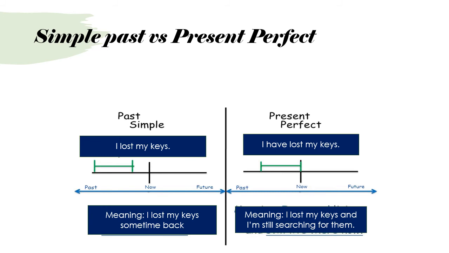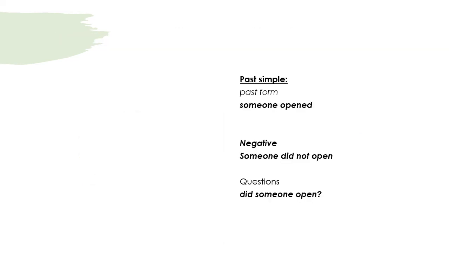So in the first case, where I know for sure that an action is complete, it's called the simple past. And in the second case, where I know that the action is in the past but I do not know the time, or the action is still continuing and has its effect in the present time, we use the present perfect tense. So what's the difference? In the simple past, we use the past form of the verb, something like someone opened. The negative would be someone did not open, and the question form would be did someone open.